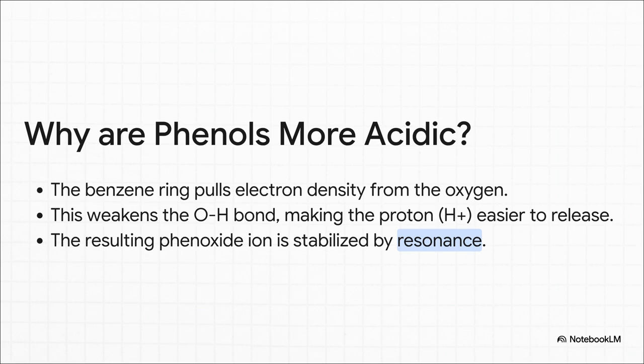Well, it's all about stability. First, that big benzene ring is really electron hungry, so it yanks electron density away from the oxygen. This weakens the bond to the hydrogen, making it easier to pop off. But here's the real magic. Once that hydrogen leaves, the negative charge left behind on the oxygen doesn't just stay put. It gets shared and spread out all over the entire benzene ring. Think of it like sharing a heavy load among many people. It makes the whole thing incredibly stable.